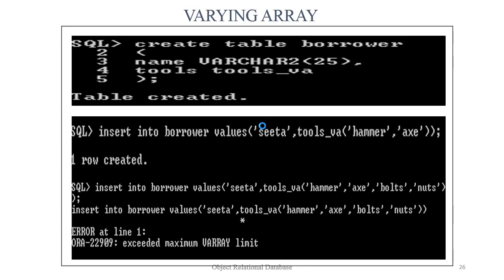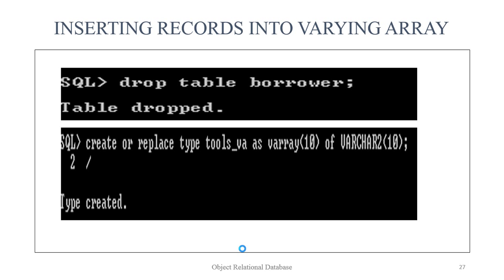In the next case, 4 values are inserted into an attribute of type varying array. Then Oracle gives an error: exceeded maximum varray limit. Hence, the varray type's size has to be changed, and to do that, first the table has to be dropped.